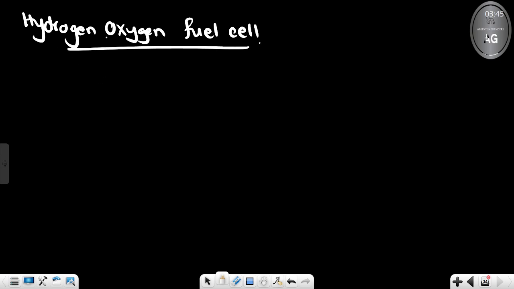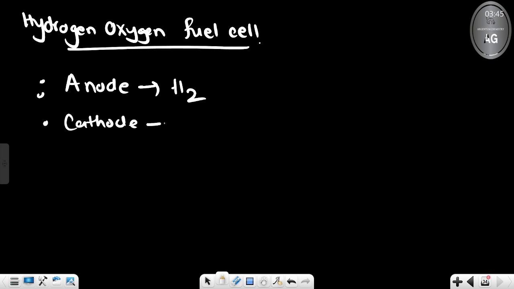In hydrogen oxygen, you can understand one is the oxidizing and one is the reducing. So in this case, we use hydrogen at the anode because hydrogen is above and oxygen is lower. So hydrogen will behave as the anode while oxygen will behave as the cathode. So remember, anode will be hydrogen, which is H2, cathode will be oxygen O2.